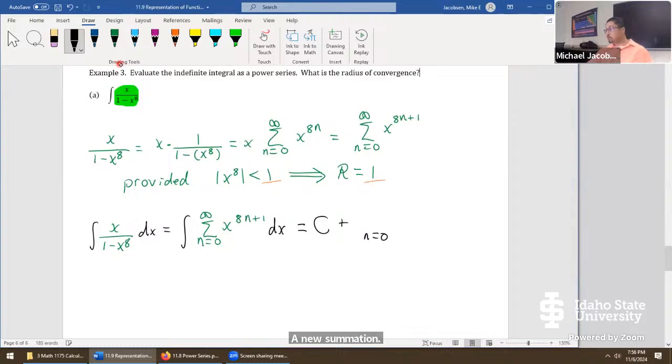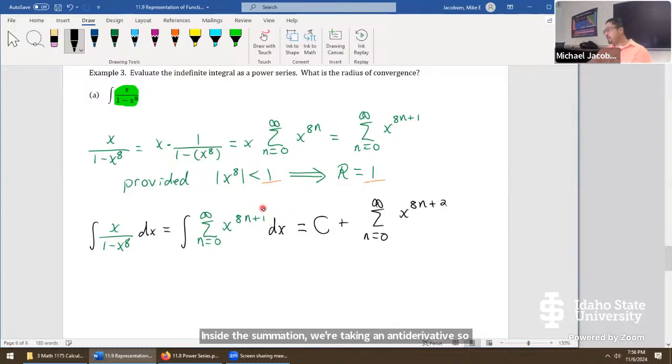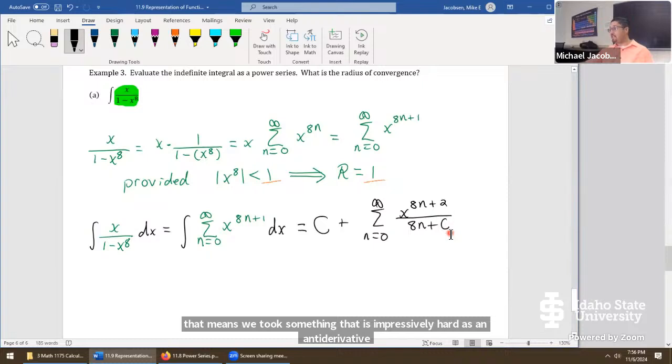Still starts at an index of 0, goes up to infinity. Inside the summation, we're taking an antiderivative. So the power on x is 1 higher, 8n plus 2 now. Denominator is 8n plus 2. And that means we took something that is impressively hard as an antiderivative, and it didn't actually take too much paper to get right to here.